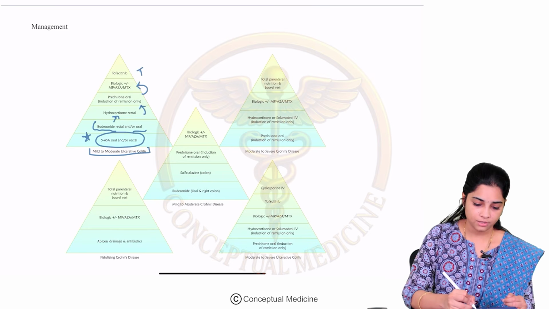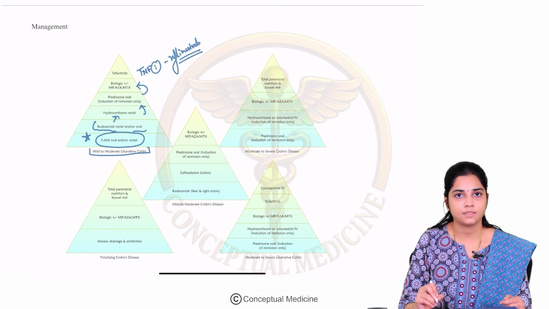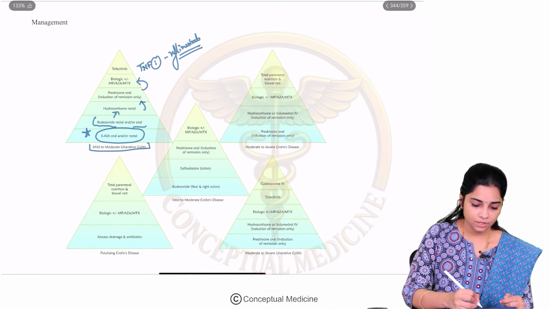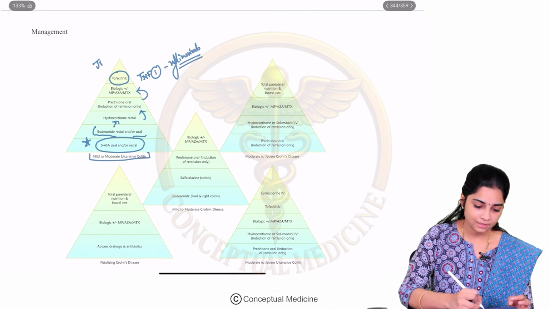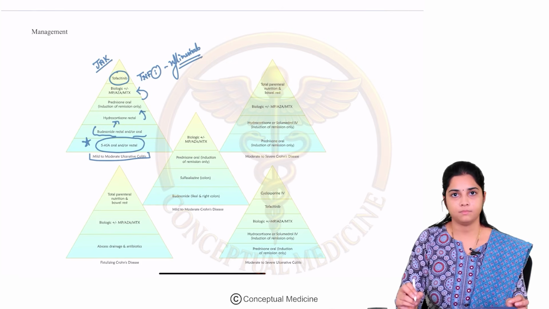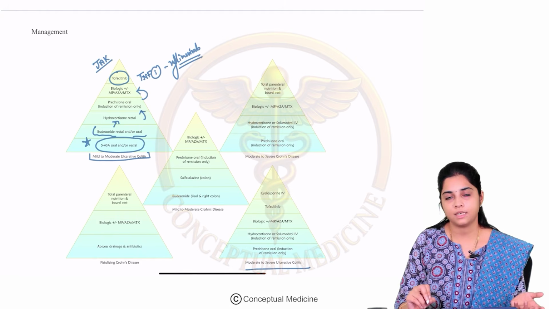The biologics which are used are TNF inhibitors, like your infliximab. Right? These will help in your IBD associated arthritis as well. If there is no improvement with that, then on top of the pyramid we have your JAK inhibitors, which is your tofacitinib. So if you look at moderate to severe ulcerative colitis, it doesn't have mesalamine.